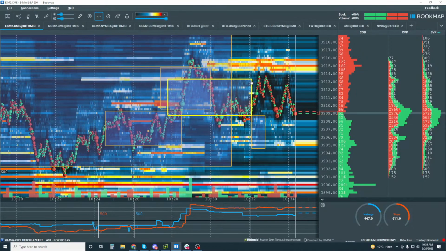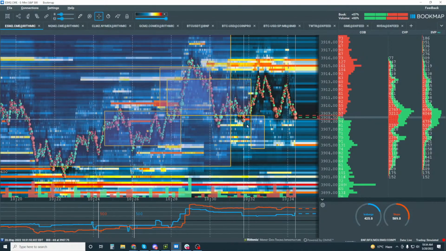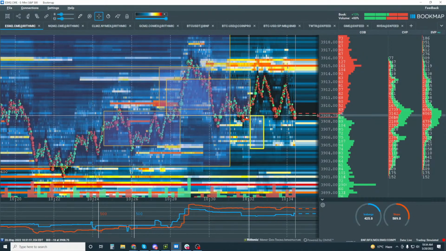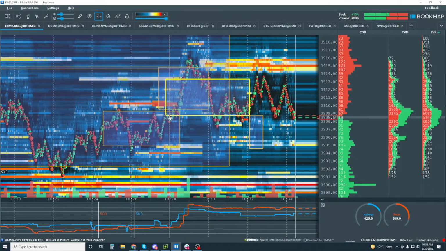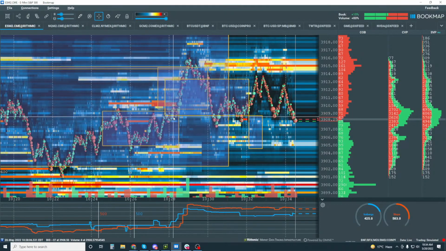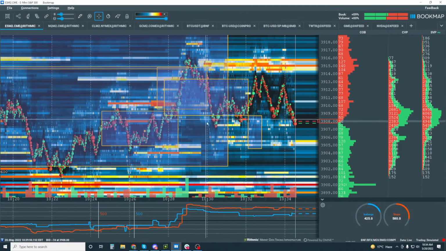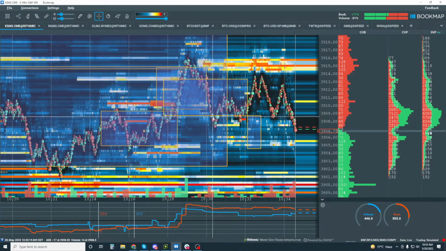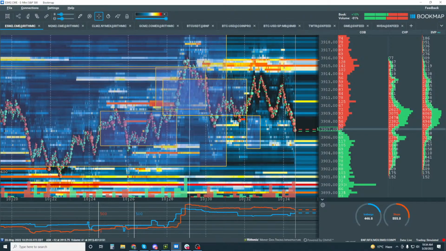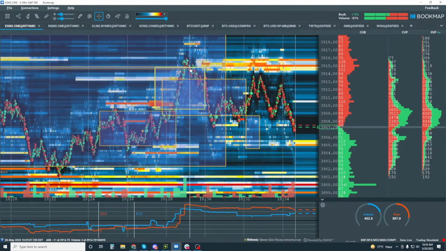The runner, how do you want to manage that now? I like to move mine to break even, the initial position break even, and I would have been stopped out on that second position and made no profit. So I would have had partial profit on my first leg, and that's it.